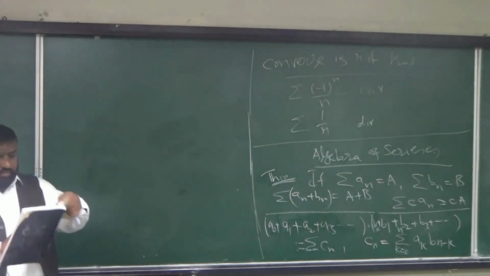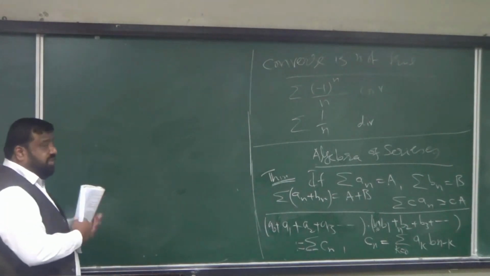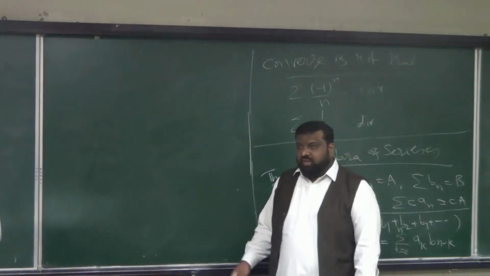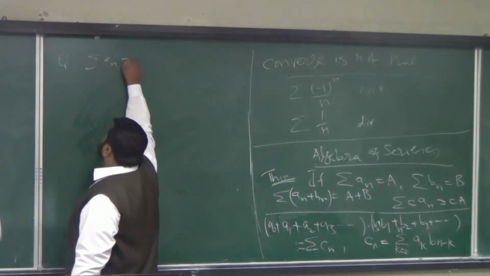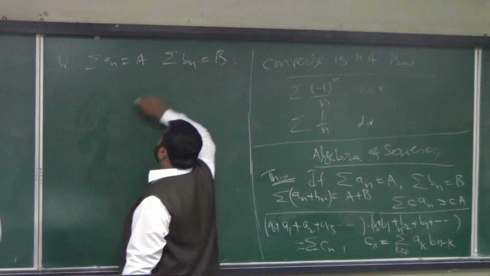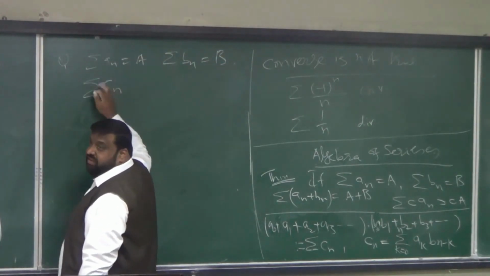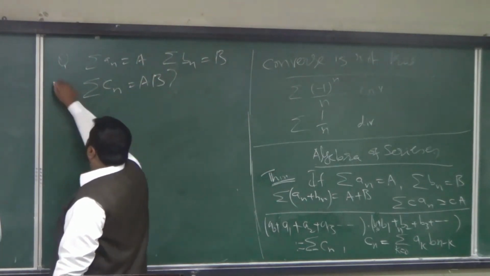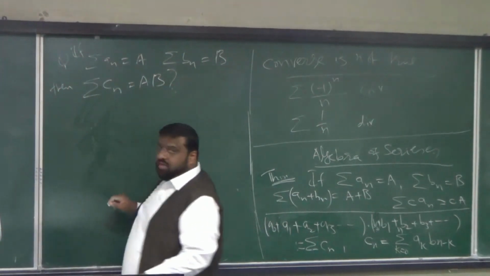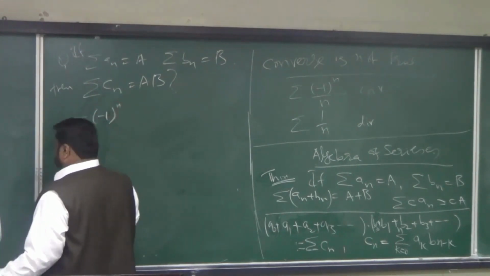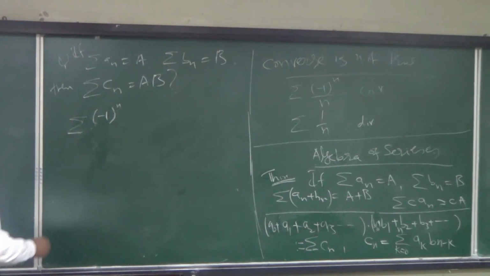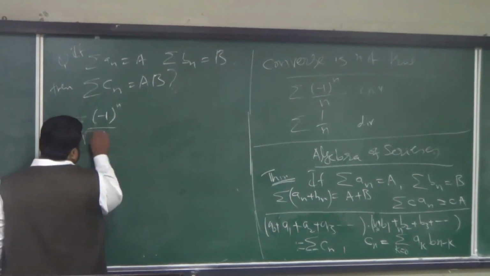Here, with this example, I'm not getting into technical details or calculations. Imagine you take this. You can ask the question: if this is A and this is B, is it necessary that the product of A and B is convergent? Is it true? I'll show you that this is not necessarily the case. Take something very simple. Take this series: minus 1 raised to n over square root of n.